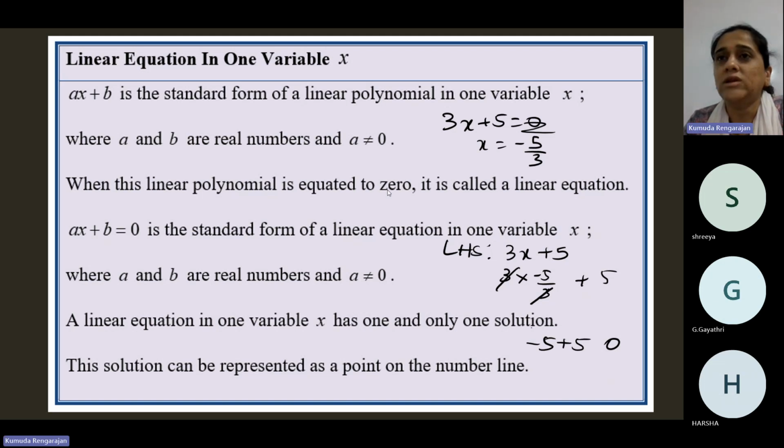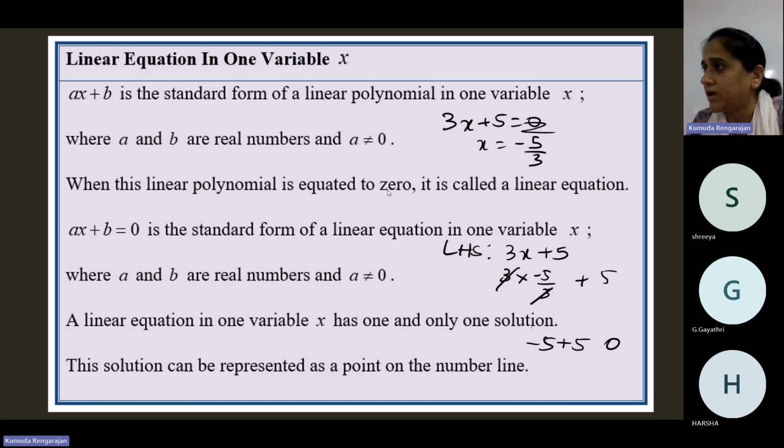And you will also understand that this will be the only value of x that will satisfy the linear equation. Now for x, give any other value other than minus 5 by 3. You will not get 0. The equation will not be satisfied. Satisfied means what? The value of the LHS will be equal to the value of the RHS.